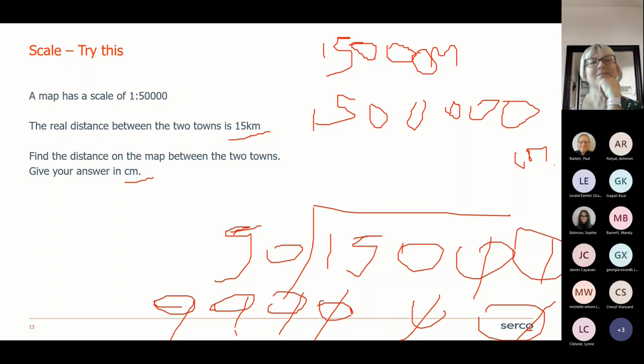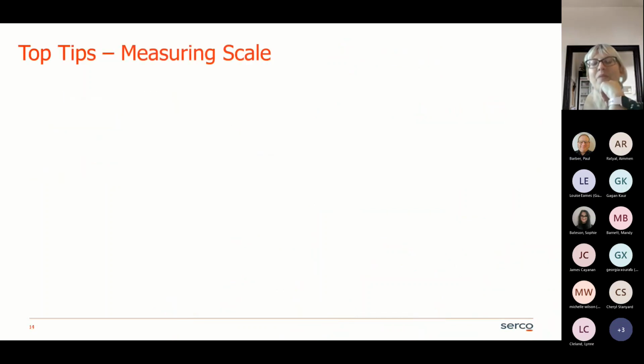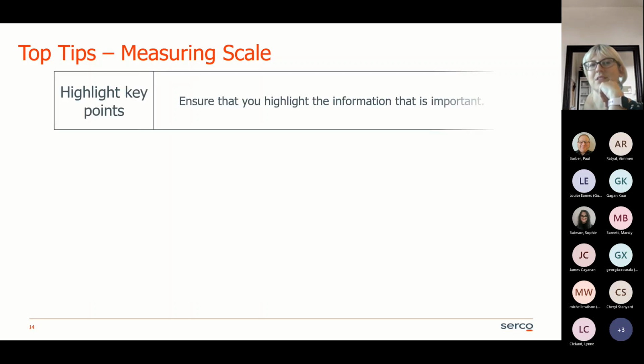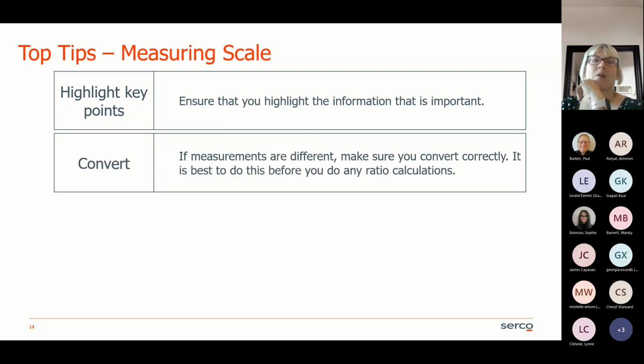Fab, awesome. Lovely. So hopefully then in your test you won't have a figure with lots of zeros. Few top tips. So ensure that you highlight the information that is important. Obviously, I think where I went wrong is I did not highlight the information when I was talking through the example. Properly confused myself. Second one is to convert. So if the measurements are different, make sure you convert them correctly. It's best to do this before you do any ratio calculation.